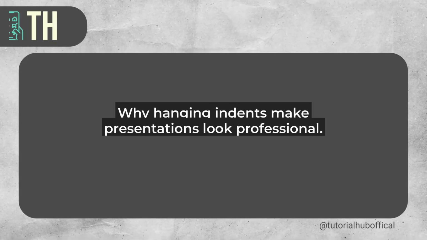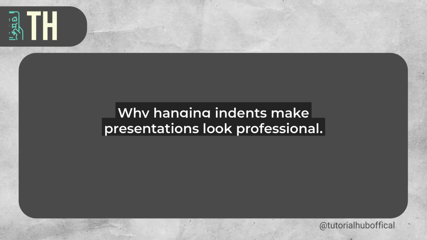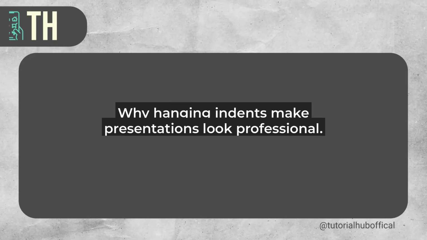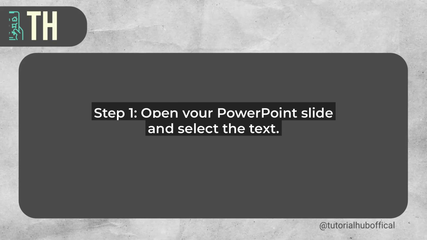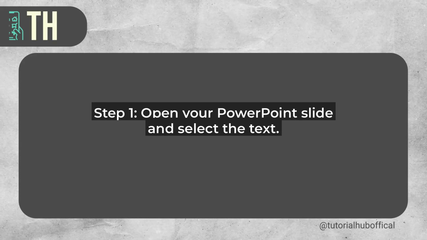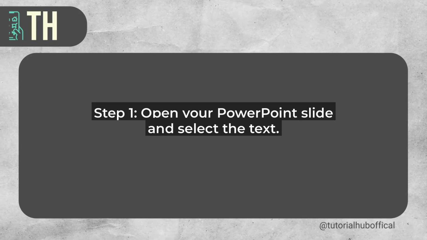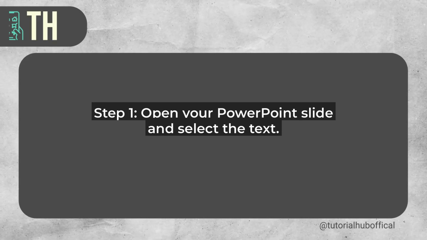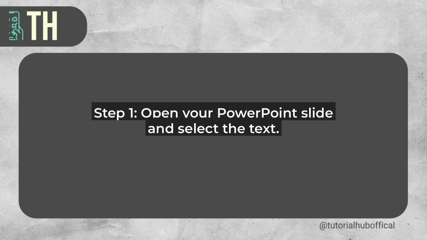Let's jump right in. First things first. Open your PowerPoint presentation and head to the slide where you want to apply this. Select the text you'll be formatting, whether it's a paragraph, a bullet point, or a list. Make sure it's highlighted so you can see it clearly. Now, go to the Home tab at the top of the screen.